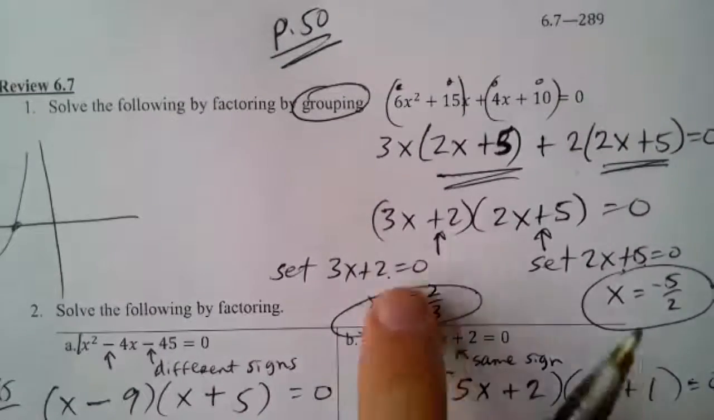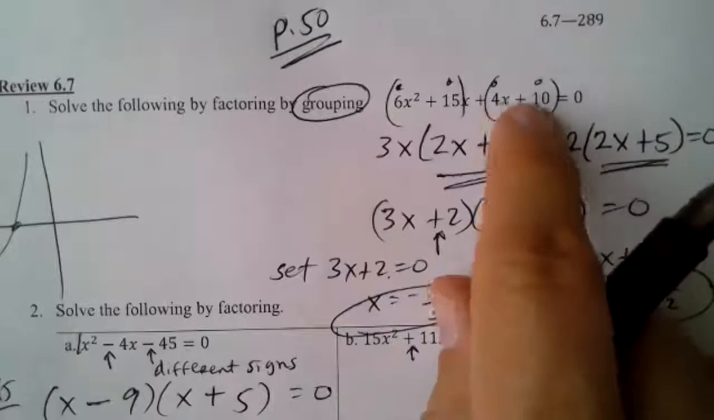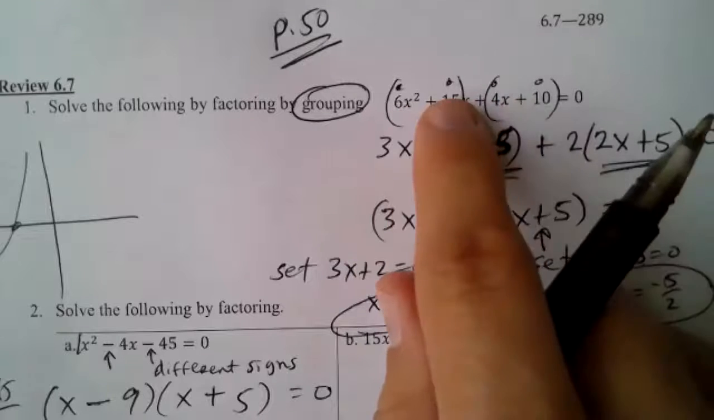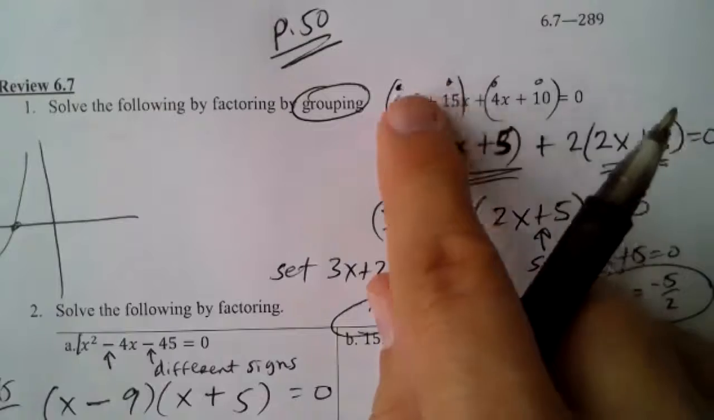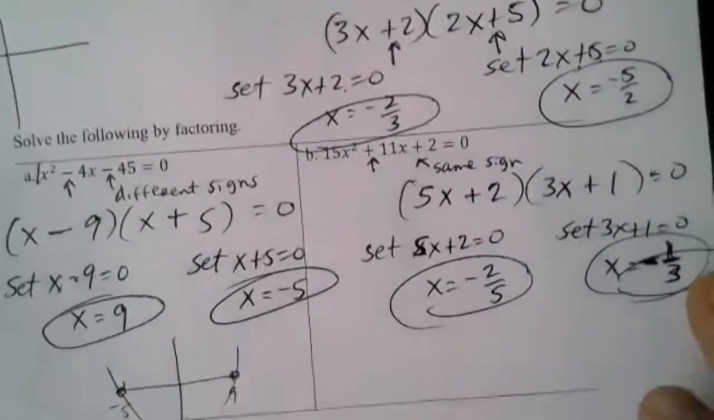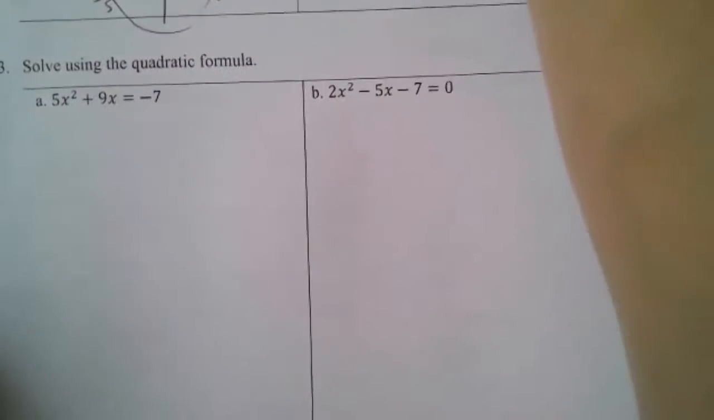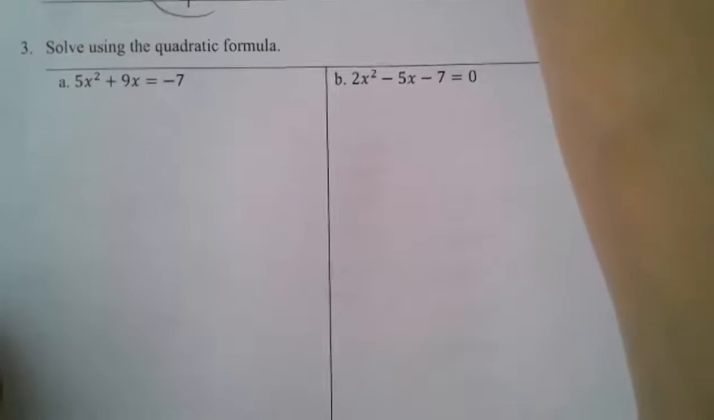So the first one we did by grouping. We grouped two sections. This is a trinomial, yes, because this would actually be a quadnomial or whatever, but I'm not going to get into that. Okay, so let's go down here to number 3.